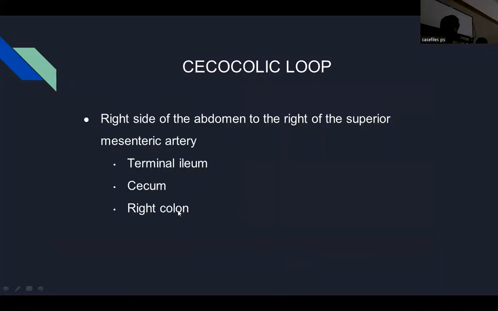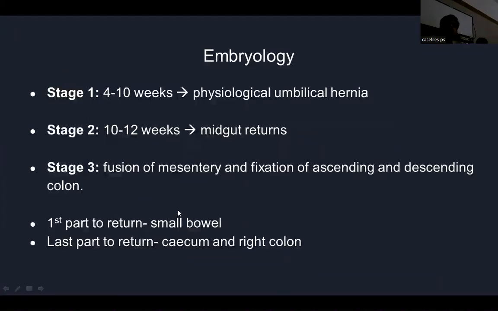The terminal ileum, cecum, and the right colon lie there. The timeline of this is from the 4th week to the 12th week. At the 4th week, the physiological umbilical herniation occurs, after which, till the 10th week, the herniation persists, after which the gut retracts and comes up inside the abdomen at the 10th to 12th week. After which the mesentery fuses and fixates the ascending and descending colon.